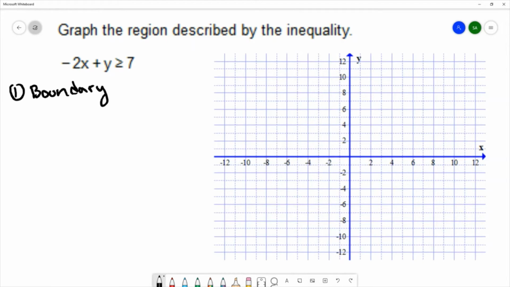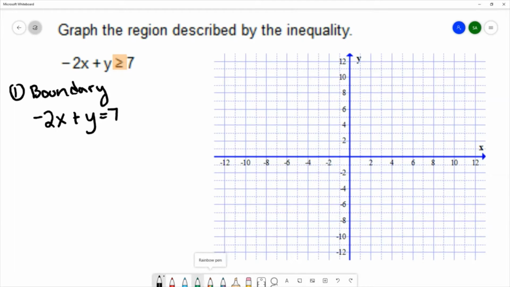And the boundary will be the equation which replaces that inequality symbol with an equal symbol. So that's negative 2x plus y equals 7. And then you need to decide whether you're going to draw the boundary as included or not included.